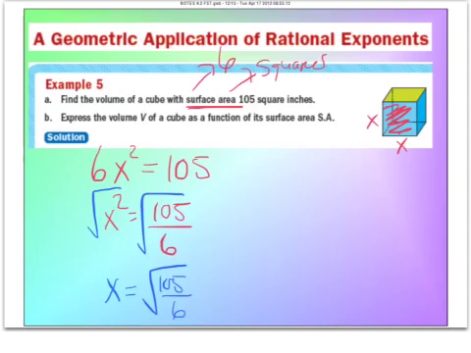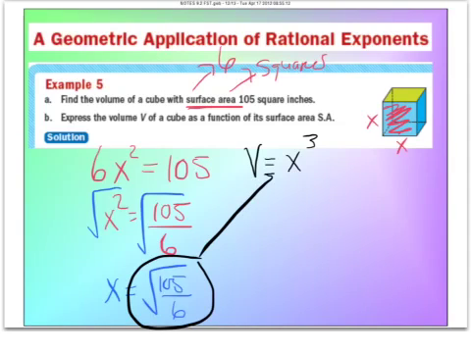Now they want us to actually find the volume, so we have to take that step. The volume of a cube is just taking all 3 sides, which in this case are the same, and multiplying them. So I'm going to take my x and cube it. Now what was x? It's this right here, so pop this in for x. So the volume of the cube is the square root of 105 over 6, all cubed.